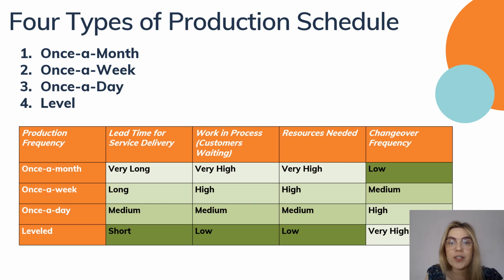Finally, we have level production, where production is spread out to match customer demand. This is our ideal state that we want to achieve, and it results in one-piece flow. As demand changes, the production schedule might need some fine-tuning. So it's quite a flexible thing that you have to be constantly looking at to make sure you are meeting that customer demand. It's definitely going to be the most difficult to achieve.